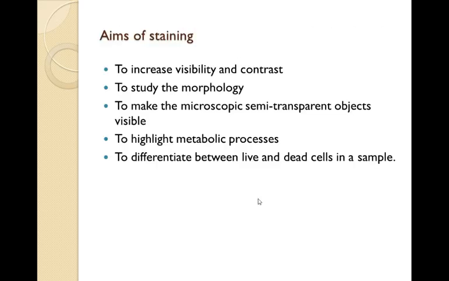Next, the aim of staining, as I have discussed earlier, is to increase the visibility and contrast. It is used to study the morphology. We can study the morphology by many stainings like hematoxylin and eosin staining, to make the microscopic semi-transparent object visible, to highlight the metabolic processes by using specific dyes having affinities for specific metabolic processes, and to differentiate between the live and the dead cells in the sample, as in the vital and the supravital staining.